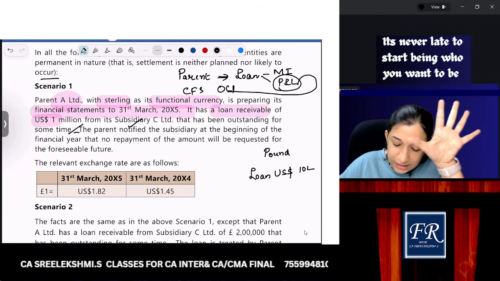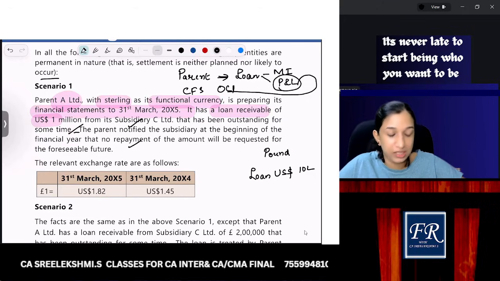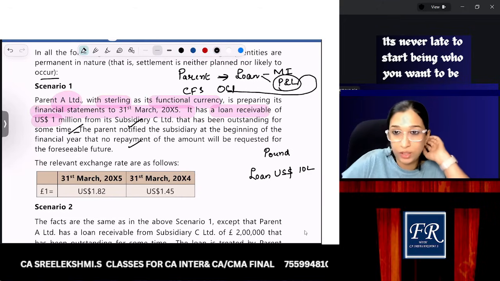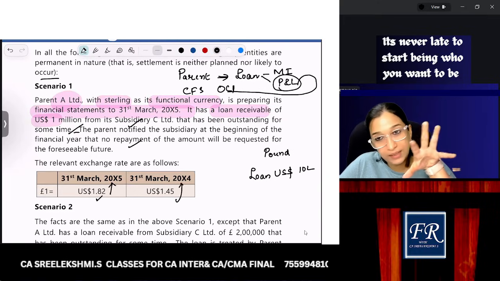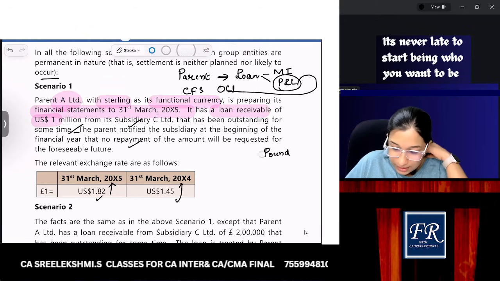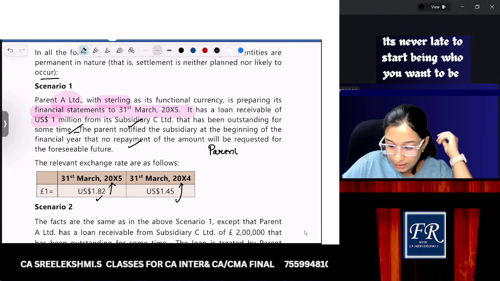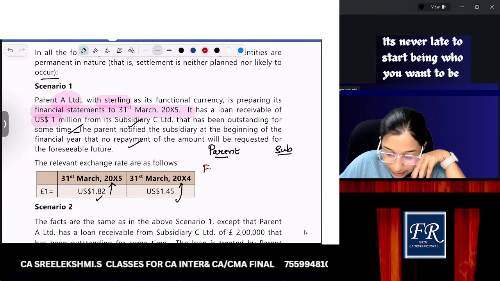The parent notified the subsidiary at the beginning of the financial year that no repayment of the amount will be requested for the foreseeable future. The relevant exchange rates are as follows. 1 pound is equal to US dollar 1.82 at the end and 1.45 at the beginning. So what will be the accounting? The accounting is in the books of parent and in the books of subsidiary. In the books of parent, this is a foreign currency loan.